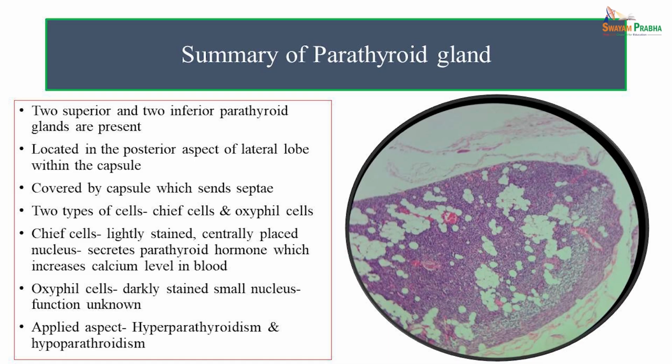There are two types of cells in the parathyroid, the chief cells and the oxyphil cells. The chief cells are lightly stained with a centrally placed nucleus. They secrete parathyroid hormone, which increases the calcium level in blood, whereas the oxyphil cells are darkly stained with a small nucleus and the function is not known. Coming to the applied aspect, an increase in the secretion of parathyroid hormone leads to hyperparathyroidism, and a decrease of secretion leads to hypoparathyroidism.